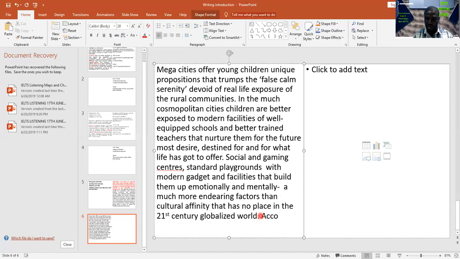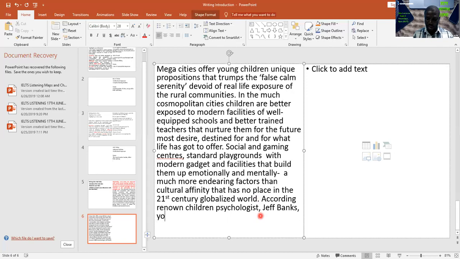Okay, according to renowned children psychologists, Jeff Banks, youngsters raised in cities are better off.